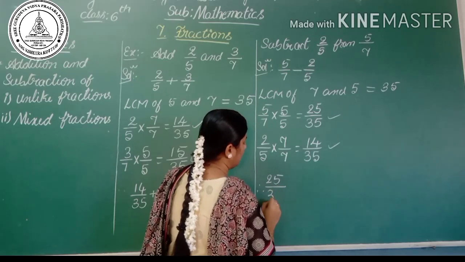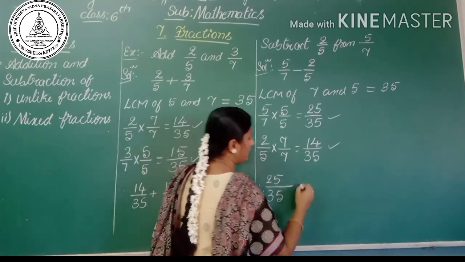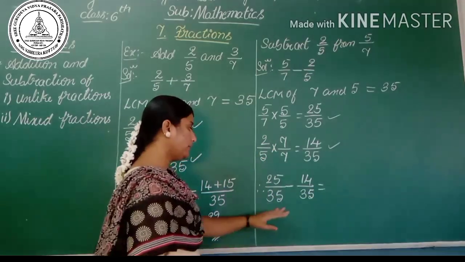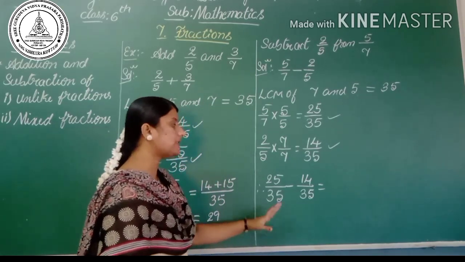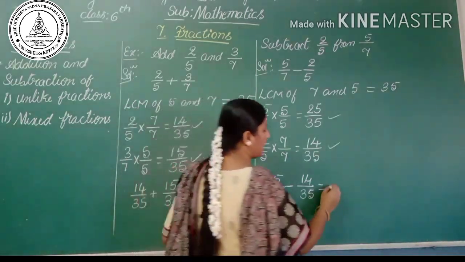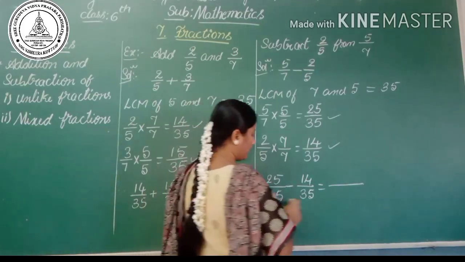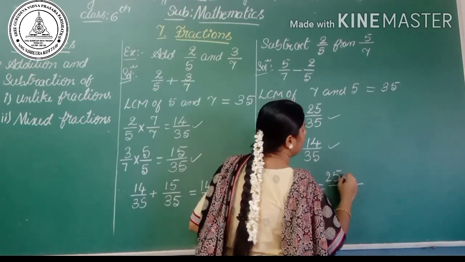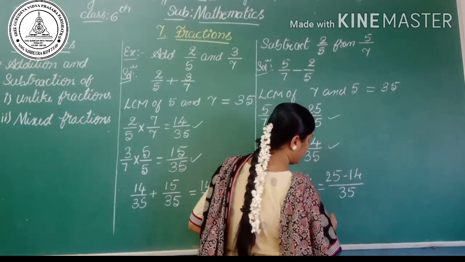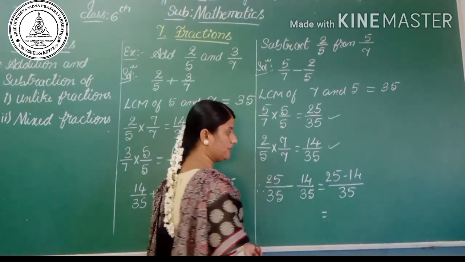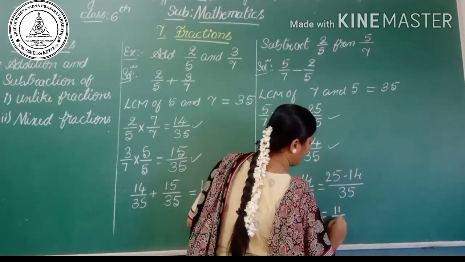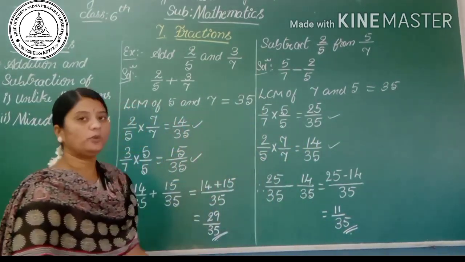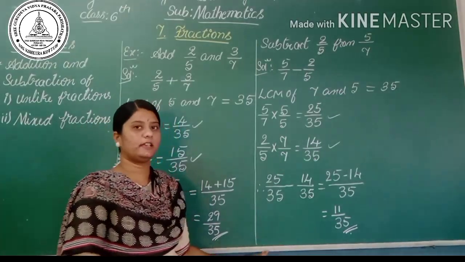Therefore 25 by 35 minus 14 by 35. Both these fractions are like fractions having the same denominator, so write the denominator as it is and subtract the numerators. Write 35 in the denominator. 25 minus 14 is equal to 11. So 11 by 35 is the difference obtained from the given two unlike fractions. Is it clear?